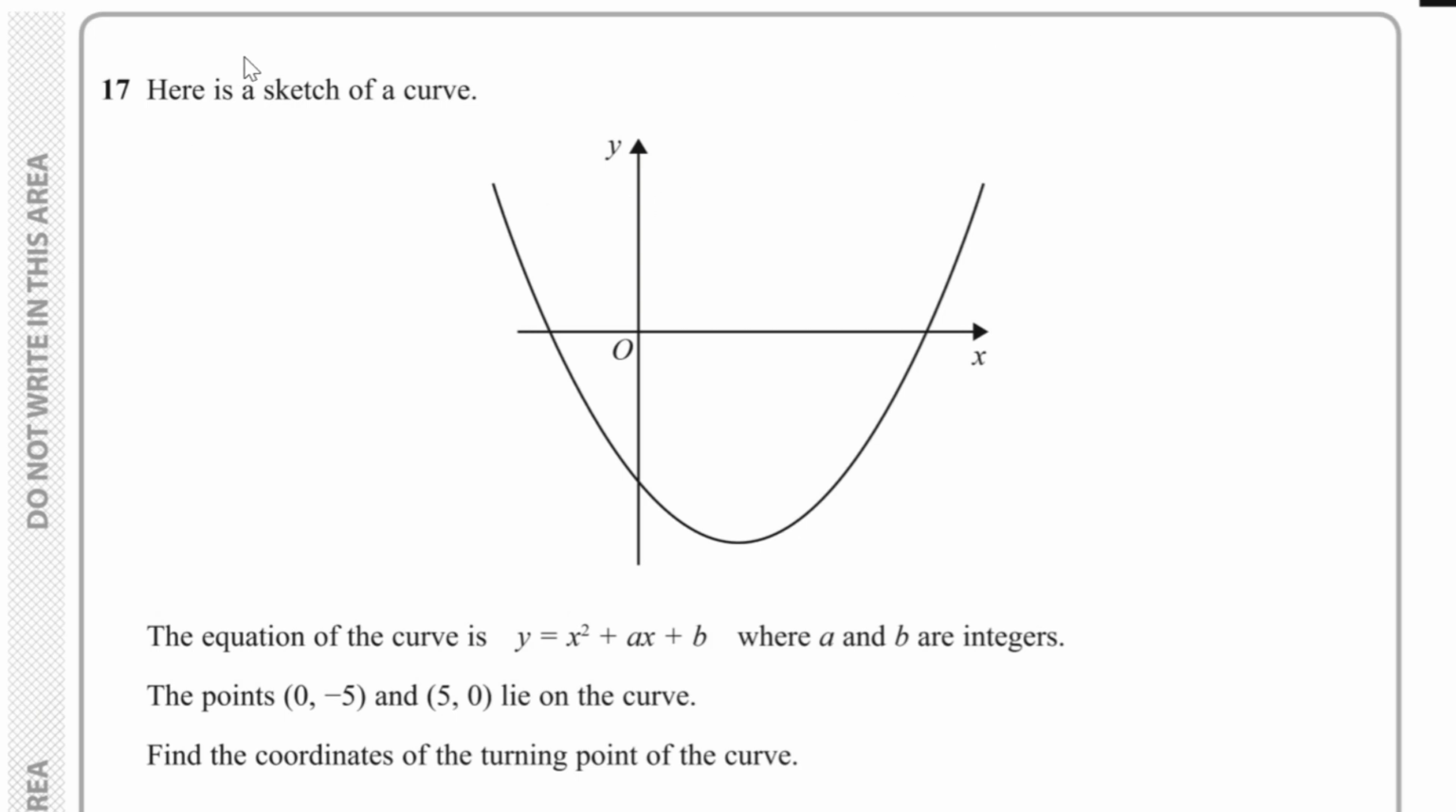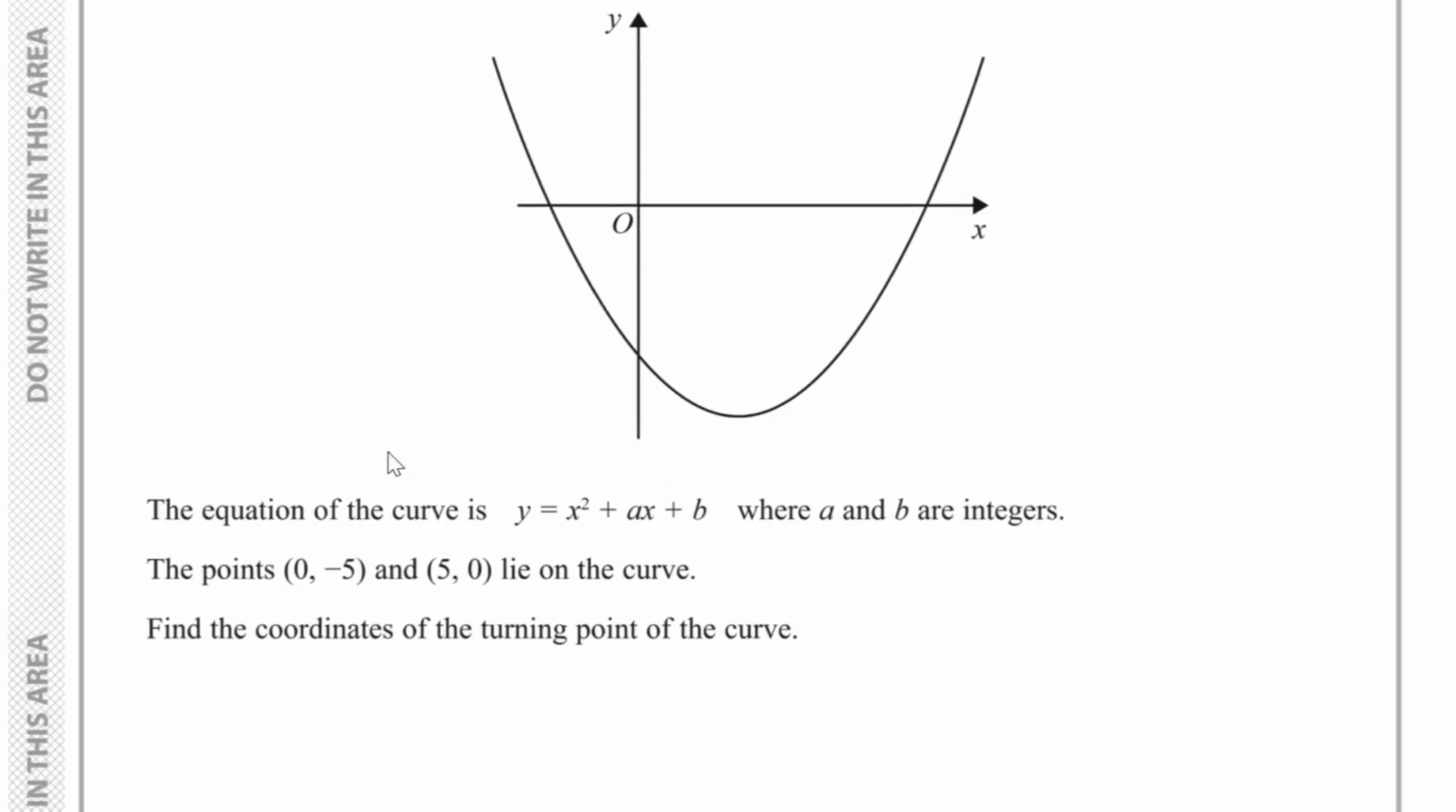Question number 17. Here is a sketch of a curve. The equation of the curve is y equals x squared plus ax plus b, where a and b are integers. The points 0, -5 and 5, 0 lie on the curve, and we have to find the coordinates of the turning point of the curve.